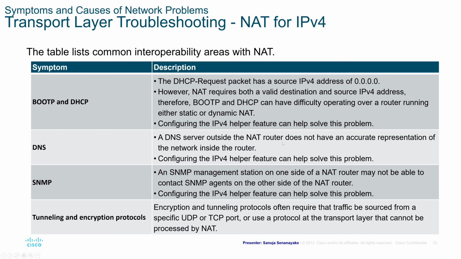So as you can see, it's all IPv4 helper in these ones, right? So finally, the tunneling and encryption protocols. Encryption and tunneling protocols often require that traffic be sourced from a specific UDP and TCP port, or use a protocol at the transport layer that cannot be processed by NAT. So that could actually cause a problem for you as well.